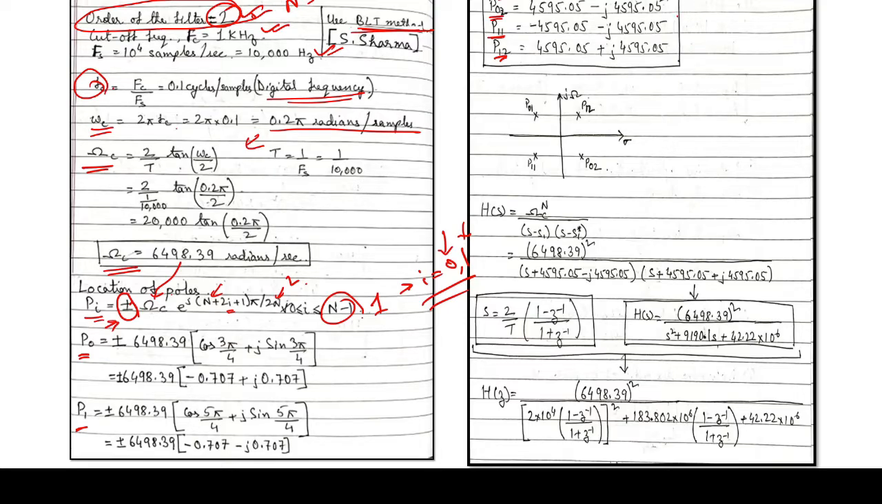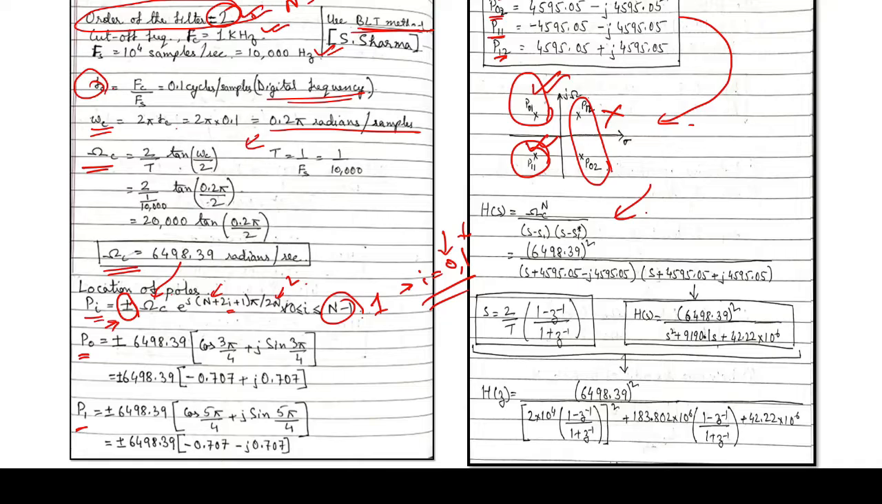Now we will be putting these points in the S-plane, and once we have put these points in the S-plane, we know that we cannot put any poles on the right hand side of the S-plane. So we will be rejecting these 2 poles, and we will be moving forward with the other 2 poles.